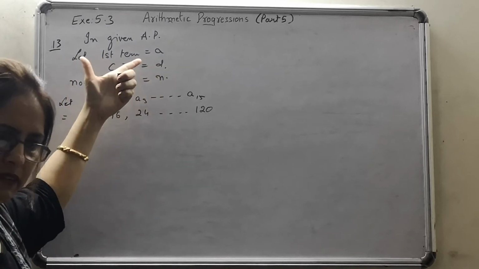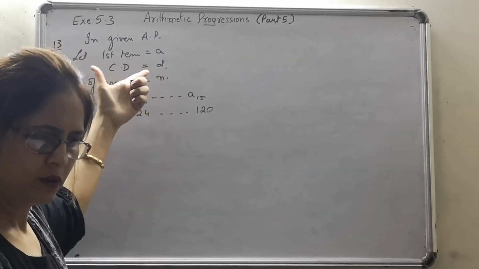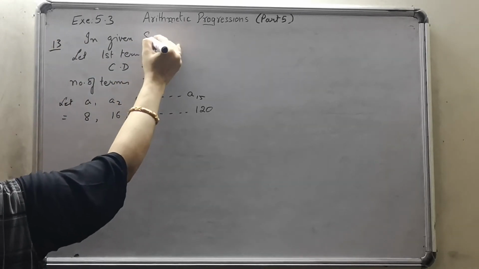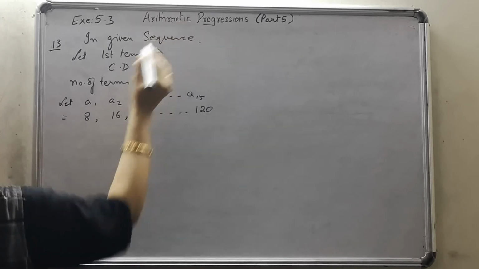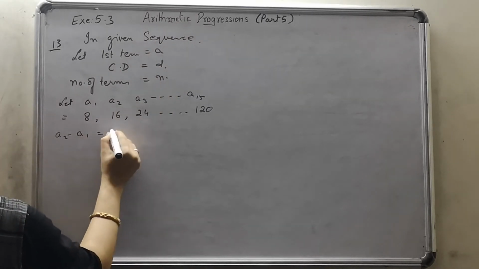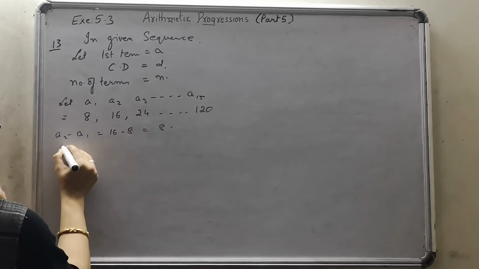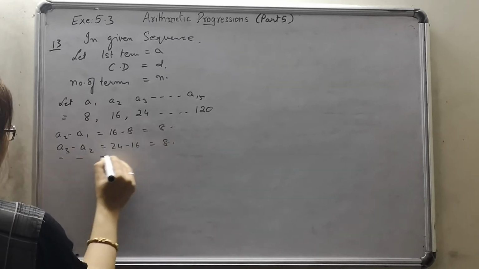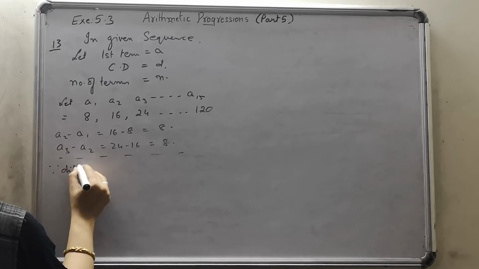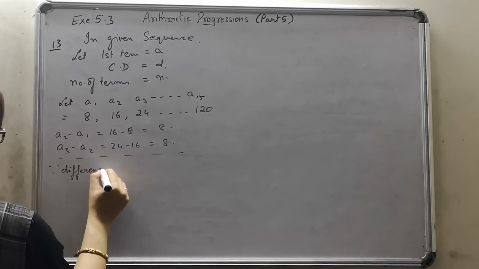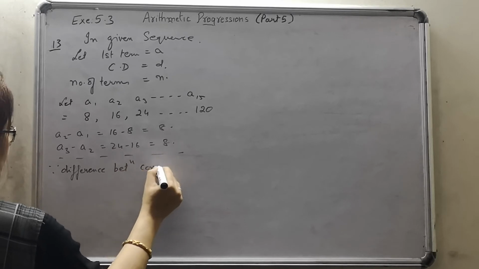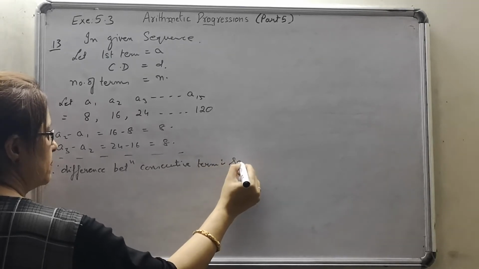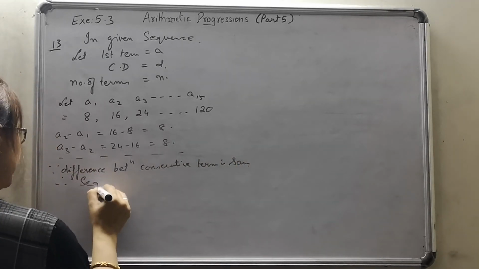So what are we having? Since, did they give us this is an AP? No, we were not given. So we'll write down over here in given sequence, we have to prove that this is an AP. So first A2 minus A1, that is 16 minus 8, 8. A3 minus A2 is 24 minus 16, that is again 8. Since difference between consecutive terms is same, therefore sequence is an AP.